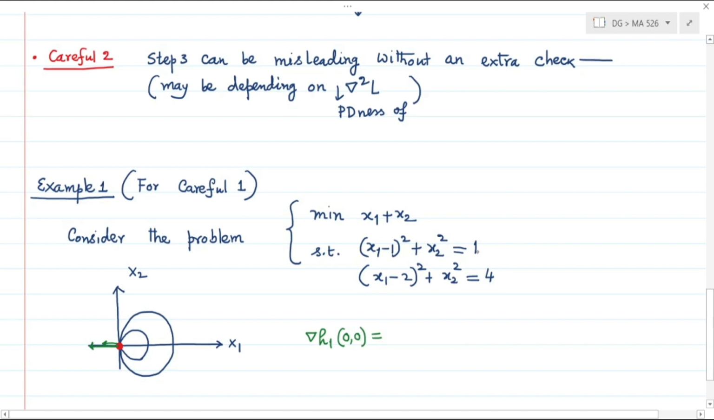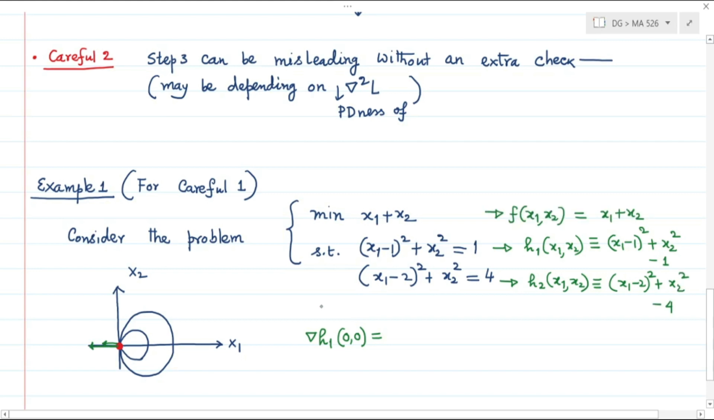let me mention what are your h1 and h2. h1(x1, x2) is equal to the function (x1 minus 1) square plus x2 square minus 1, right? Then only h1(x1, x2) equal to 0 will give the first constraint. Similarly, h2(x1, x2) is the function (x1 minus 2) square plus x2 square minus 4. Fine. And here also the objective function is f(x1, x2) equal to x1 plus x2, right?